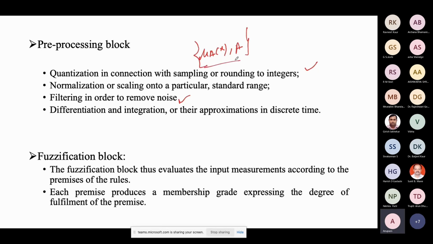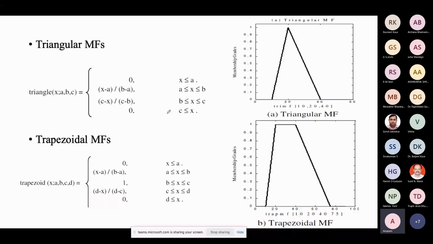So the fuzzification block evaluates the input measurement according to the premises of the rules. Each premise produces a membership grade, right? So we will see how that works. Different types of membership functions are available in the literature. Here we will demonstrate a few of them, like the triangular membership function.